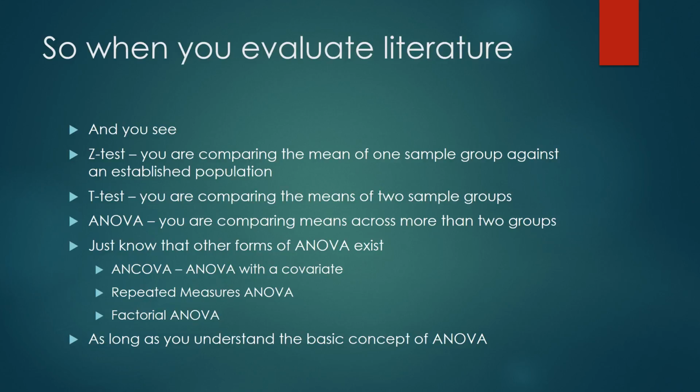And then there's factorial ANOVA. What I showed you was a 1-factor ANOVA. We were only looking at one variable. But what if we want to look at the interactivity between 2 variables or more variables? That would be a factorial ANOVA. So as long as you understand the basic concepts of ANOVA, I think you'll be fine. But again, to summarize, z-test, t-test, and ANOVA are ways to determine if there is statistically significant differences between groups.